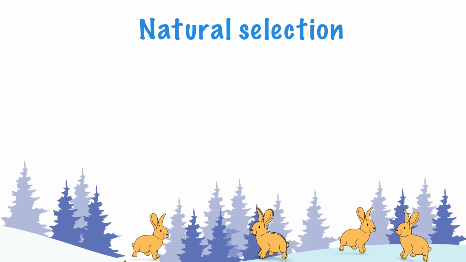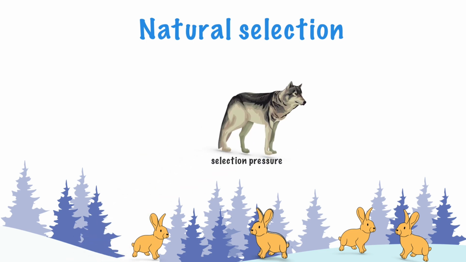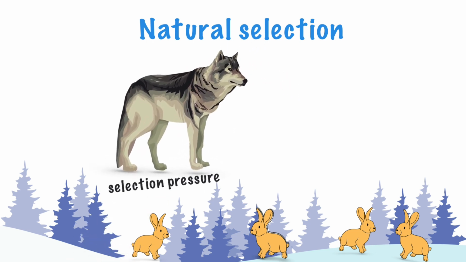Natural selection is one of the most important concepts in modern biology. Populations are always under selection pressure. This selection pressure could take the form of a predator that attacks a population of rabbits.